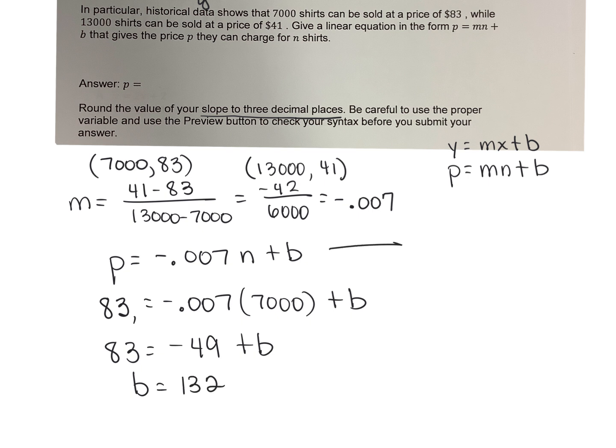So we take that back to this line, so you have P is equal to, the slope is negative 0.007 N, and then plus 132.